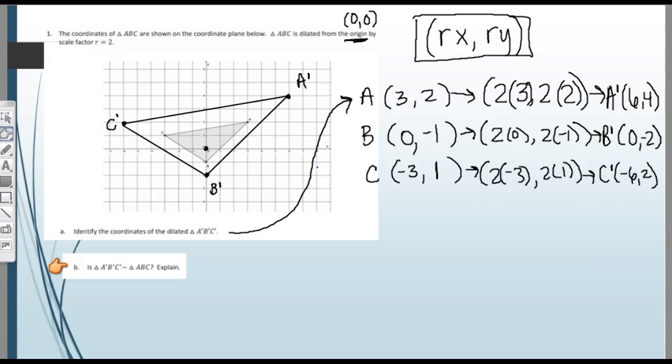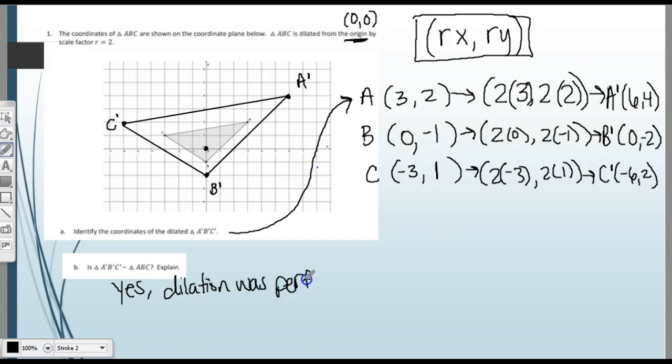Okay, so remember the way we know if two figures are similar, there's a couple of ways to know. If there is a similarity transformation that maps one to the other, that guarantees there is similarity. Because we performed a dilation, and a dilation is one of our similarity transformations, that means the two triangles are in fact similar. So the answer is yes, because a dilation was performed.